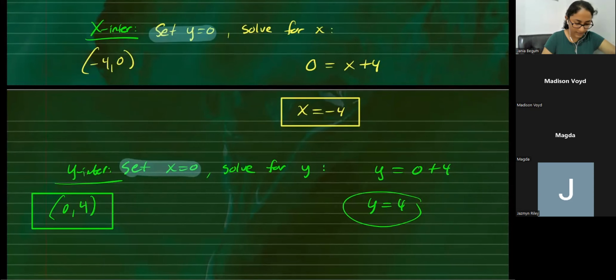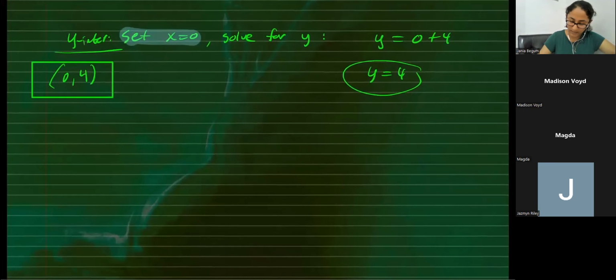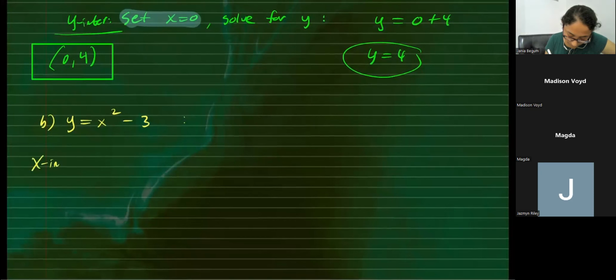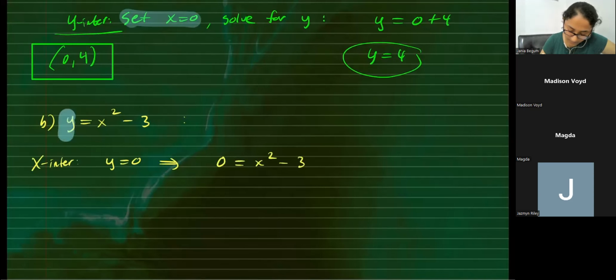Let me take a look at it. Okay, so here is the other part of this. You had y equals x squared minus 3. So if you're looking for the x-intercept, you do the same thing, right? You set y to 0, and I solve. So you have 0 equals x squared minus 3, because you're setting this one to 0. And this is a quadratic. That's why you're going to have two values for x.